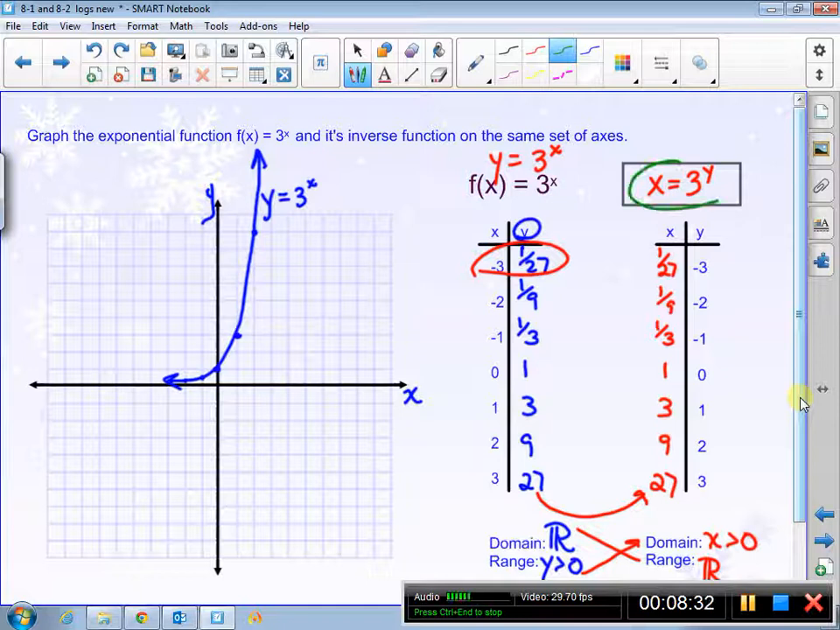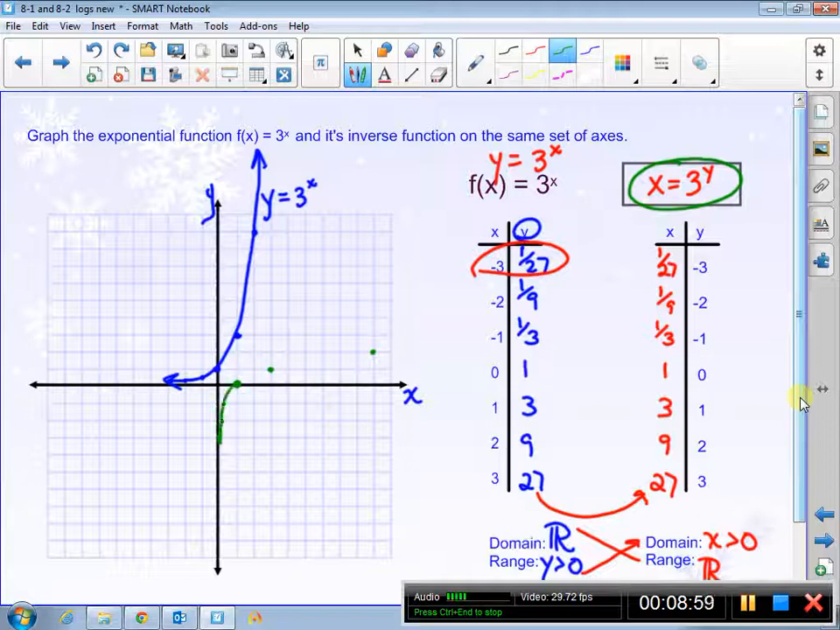I'm going to plot this one in green. Over 1/27, kind of impossible, but way down here at -3. Over 1/9, -2. Over 1/3, -1. 1, 0, of course. 3, 1. 9, 2. And we run out of real estate here.